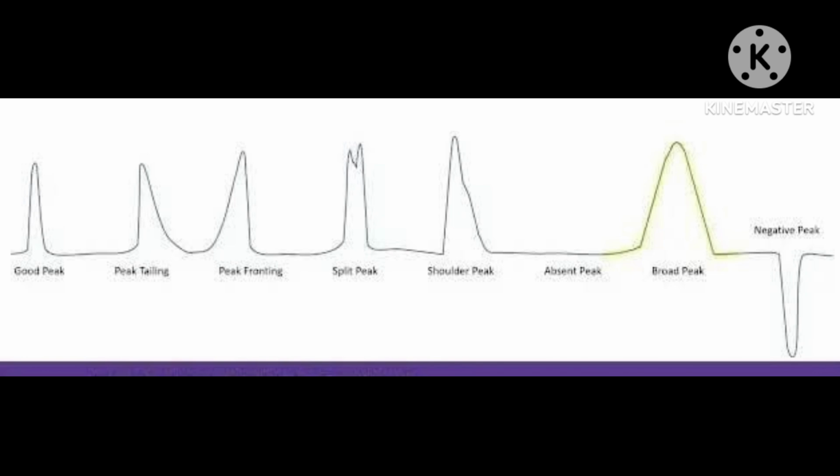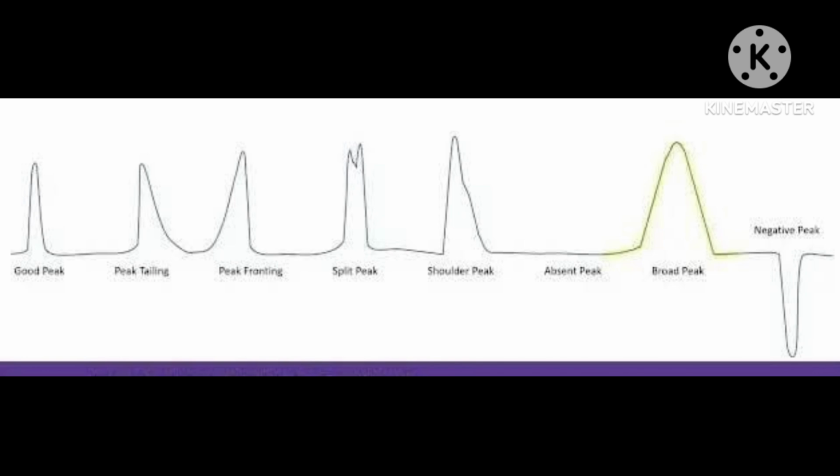Second one, mobile phase issues. If any improper mobile phase composition is there, then also peak broadening occurs. Using the wrong mobile phase composition or pH can lead to broad peaks. Flow rate. A deviation from the ideal flow rate for the column can cause peak broadening. Dirty mobile phase. Impurities in the mobile phase can also lead to broad peaks.